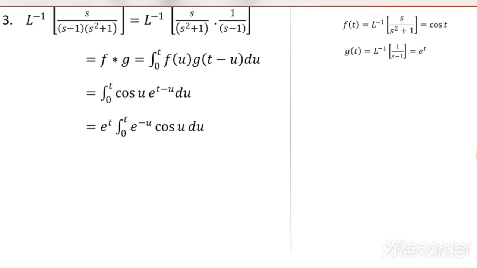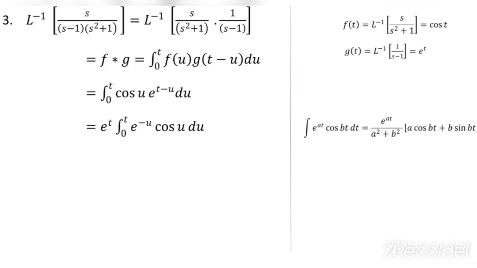We have a formula for that, correct? The integral formula for e power at cos bt, so take that. So the integral of e power at cos bt is what? e power at by a square plus b square into a cos bt plus b sin bt. So here a is minus 1 and b is 1. Substitute that. So you'll get e power minus u by minus 1 square plus 1 square, that is 2. a cos bt, that is minus cos u, plus b sin bt, that is 1 sin u.